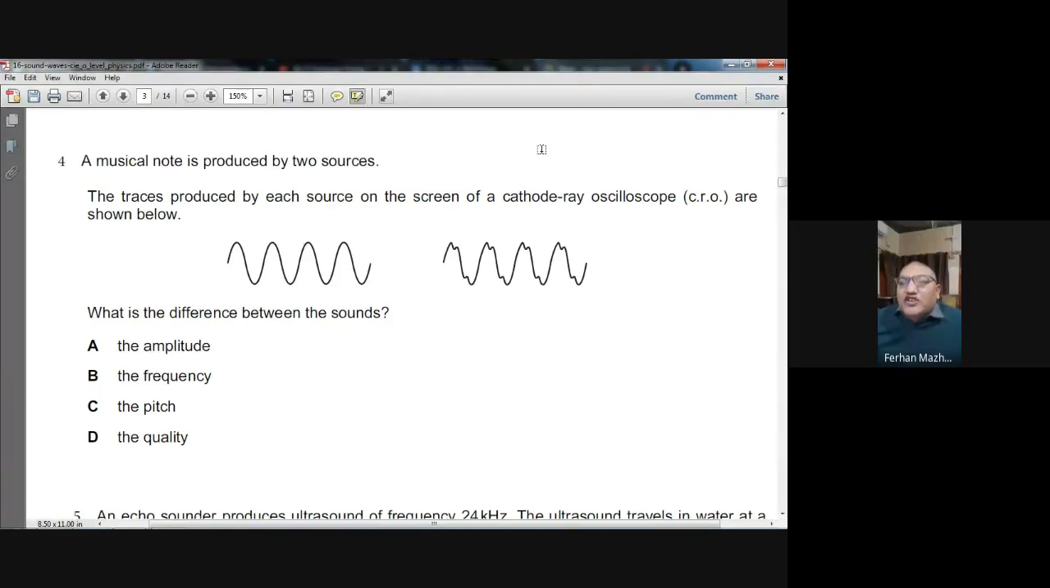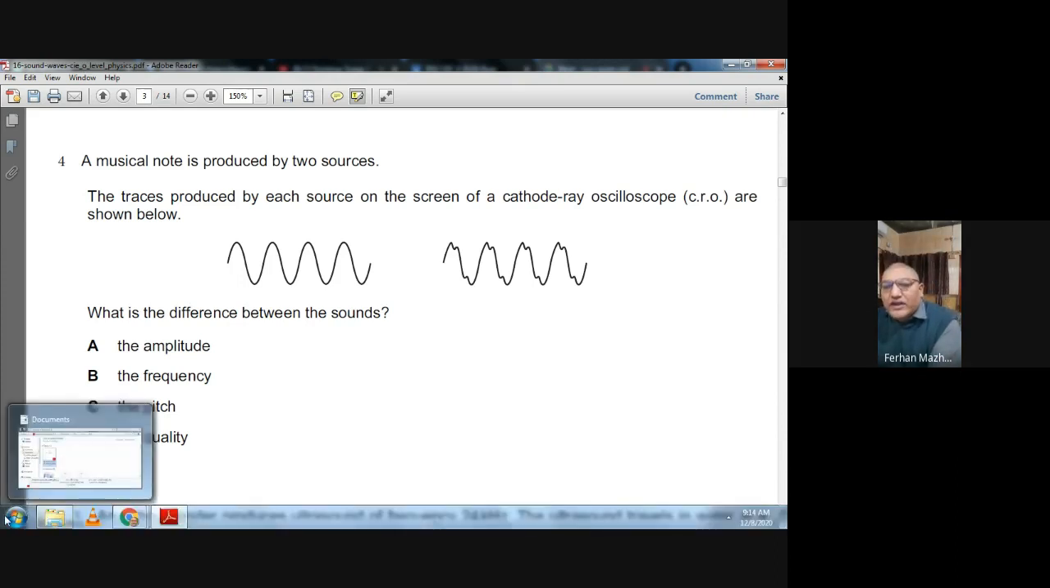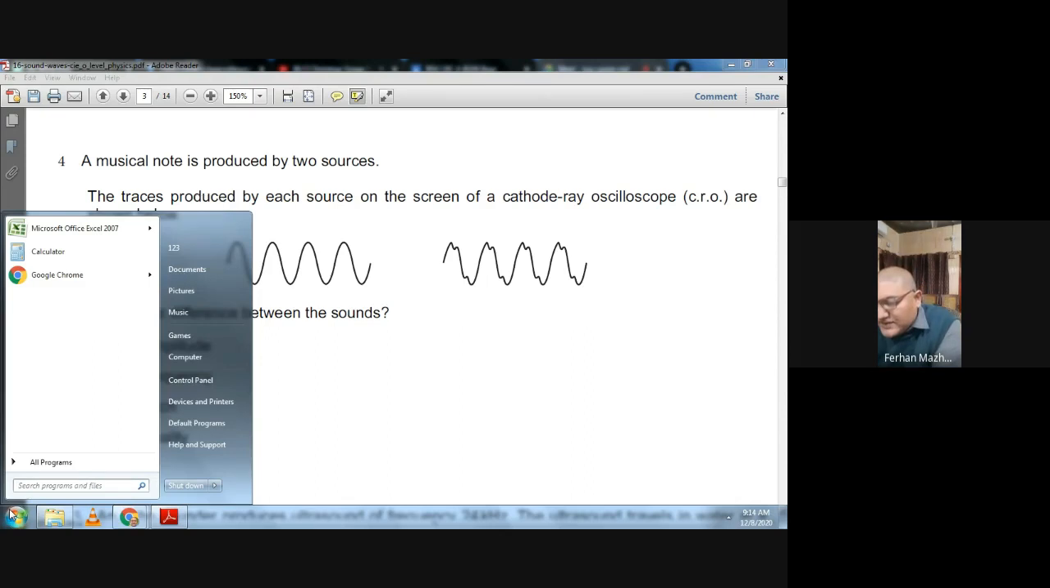A musical note is produced by two sources. The trace produced by each source on the screen of a cathode ray oscilloscope, CRO, is shown below. What is the difference between the sounds? If you look at their mean positions, let me take the snip tool so I can show you exactly what I mean. Snip.